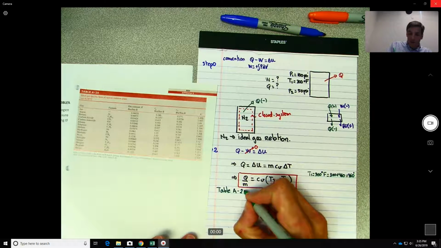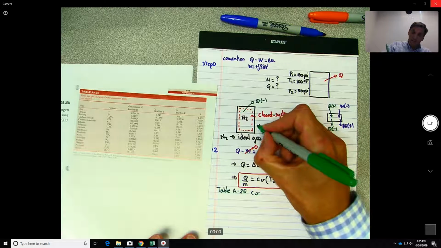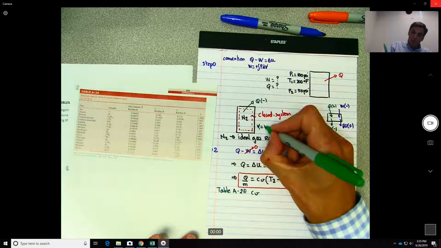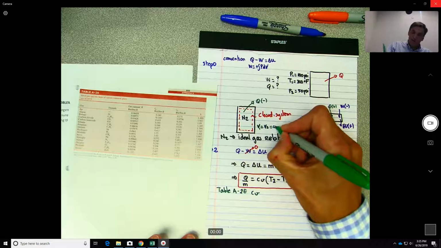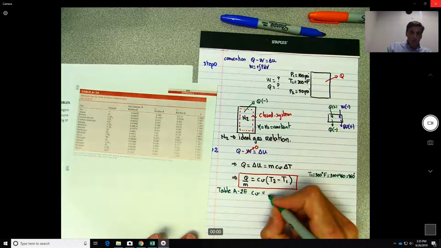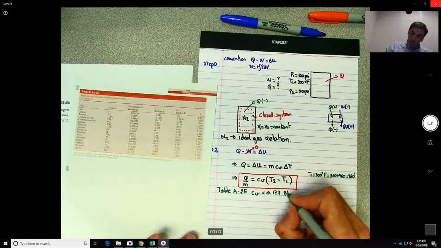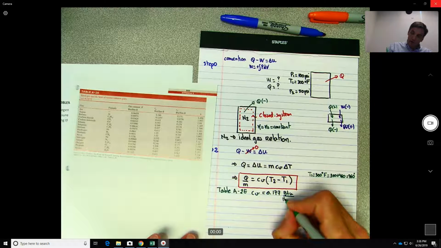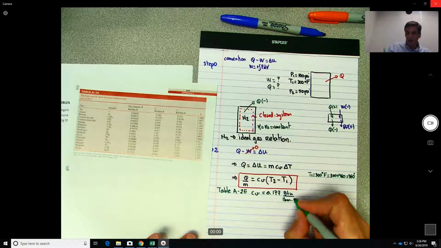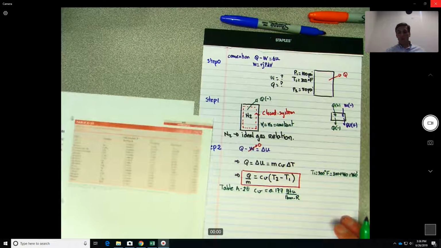So from table A-2E, Cv, why do we use Cv? Because volume V1 equals V2, so it's constant volume, equal to 0.177 BTU per pound mass per degree Rankine. All right.